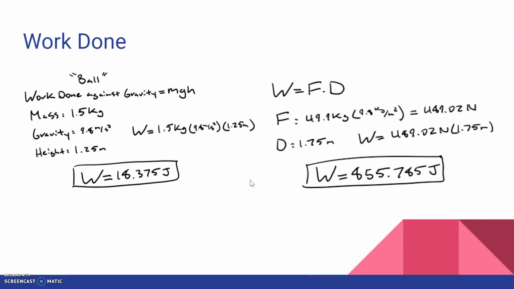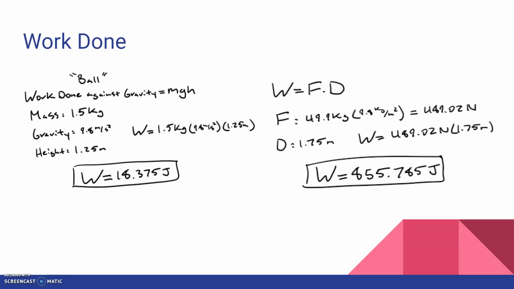All right, so more work done. Now we're doing work done against gravity by the ball. Because remember, when I kick the ball, it lands on the ground, my brother picks it up, causing work against gravity, which is mgh, mass times gravity times height. The mass of the ball is 1.5 kilograms. The gravity is always 9.8 meters per second squared. And the height I picked it up was 1.25 meters. Then multiply those together: 1.5 kilograms times 9.8 meters per second squared times 1.25 meters.